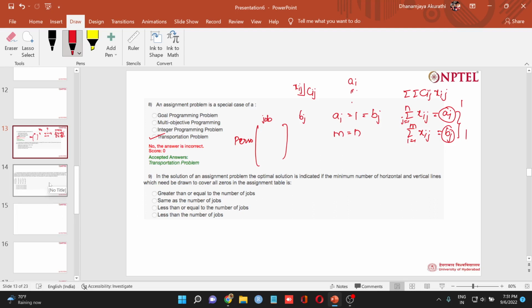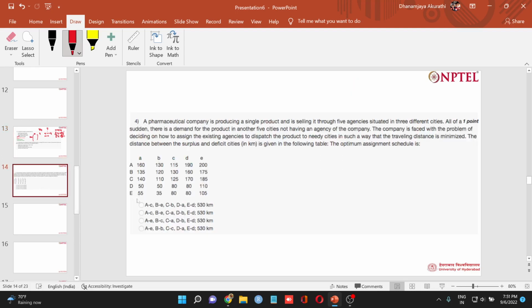Okay. I understand what your problem was. I'll explain through this problem. Okay, ma'am. So here is a question. First, in an assignment problem, we need to find out whether the given problem is in the minimum state or the maximum state. Here they have given that the traveling distance is to be minimized.